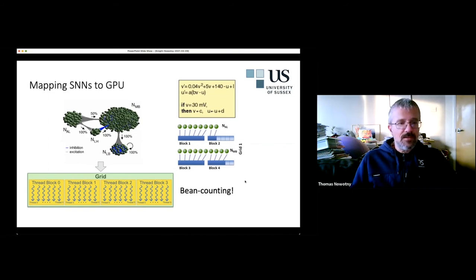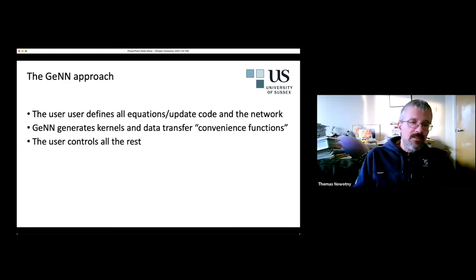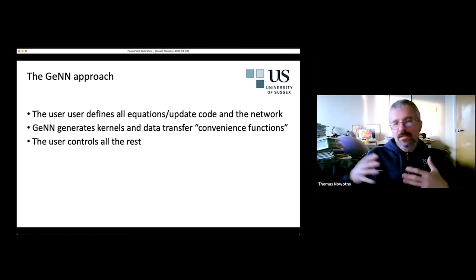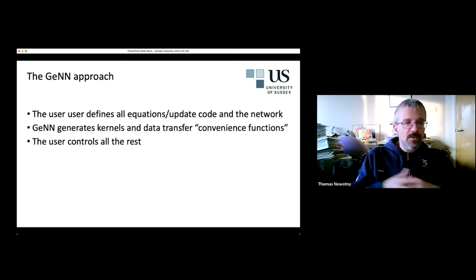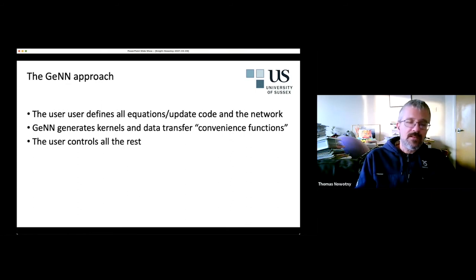So the approach there has always been, and it's still to date really, that we let our users, and when we use it ourselves, obviously ourselves, define all the model, the equations, what the network is, how it all works. It's all defined by the user, and GeNN does the bean counting, and generates these kernels for CUDA and maps it all onto blocks and threads and worries about coalescence of the memory and all of that. So we have GeNN for that, and that's it. And the user controls all the rest.